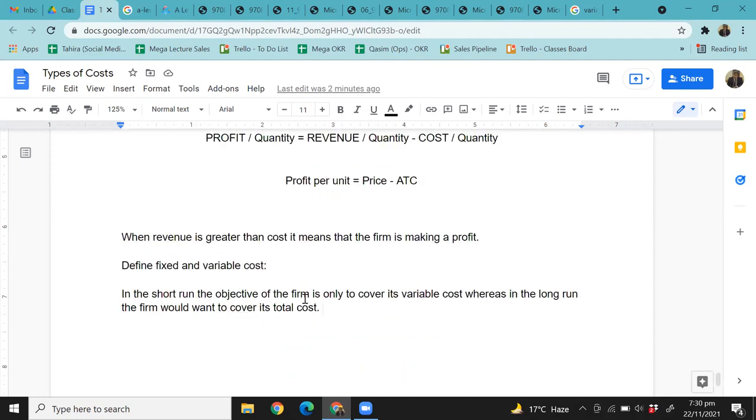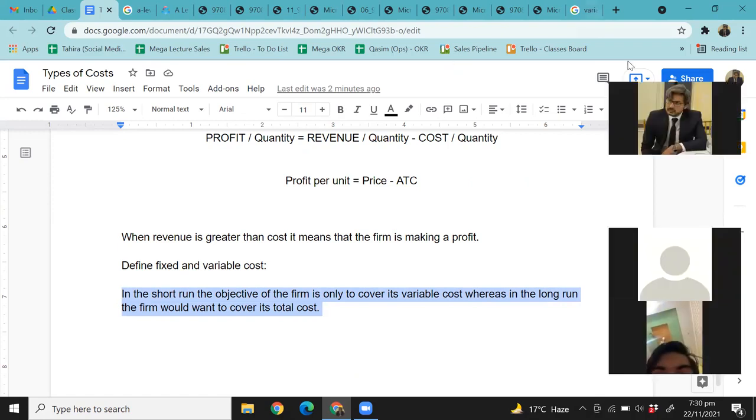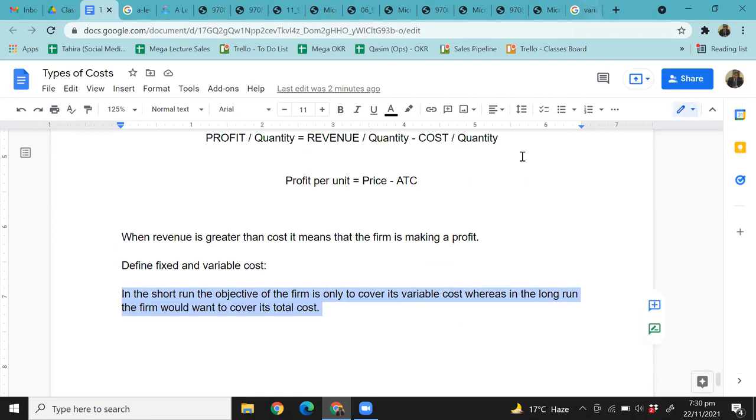Now, coming back to the point. Now, what have I written over here? Let's read this one more time. Since there is so much competition, students, since there is so much competition in perfect competition, in the short run you would only want to cover your variable cost. Why? Think about this. Fixed cost is the cost component that is holding the same, that is staying the same, that is not changing, right?